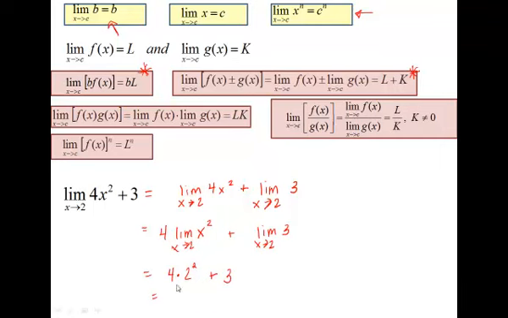So now you can just evaluate this. It's going to be 4 times 4, so 16. Plus 3. All of this is equal to 19. There's your answer.